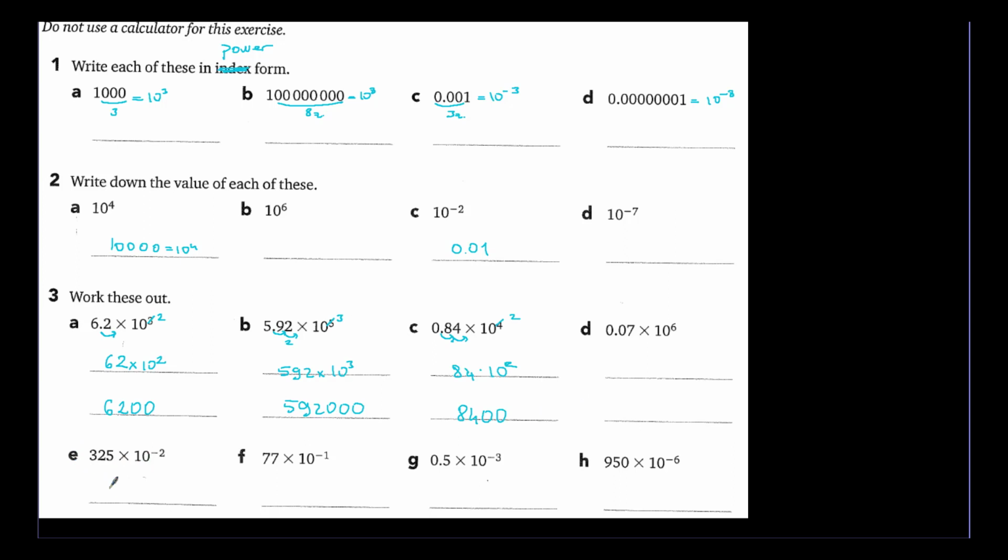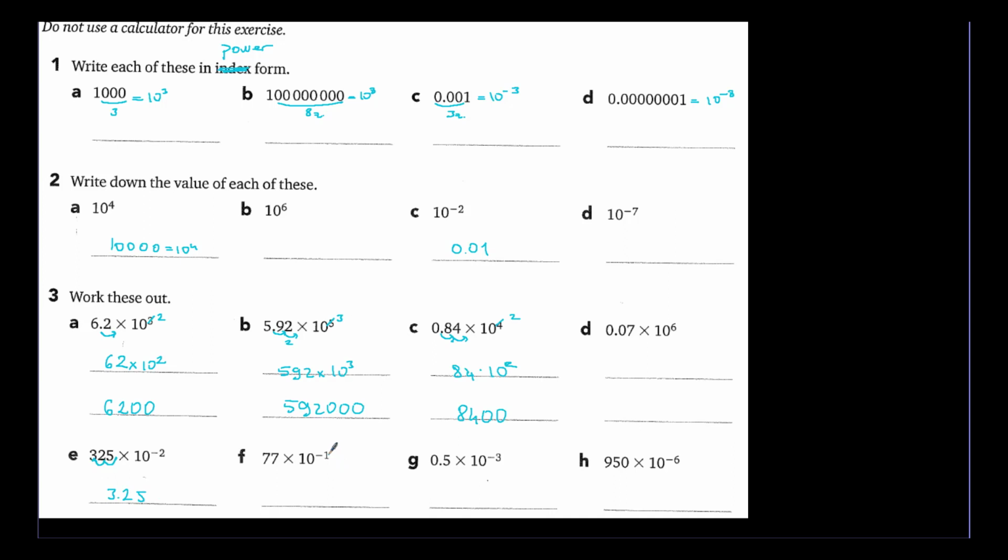Okay, what about this one? This is 325 times 10 to the power of minus 2. When the power is positive, you are going to move the decimal point right. When the power is negative, you are going to move the decimal point left. So the decimal point, I know that this is here. So if I move 2 units left, it's going to be like this: 1 and 2 units. So the answer is going to be equal to 3.25.